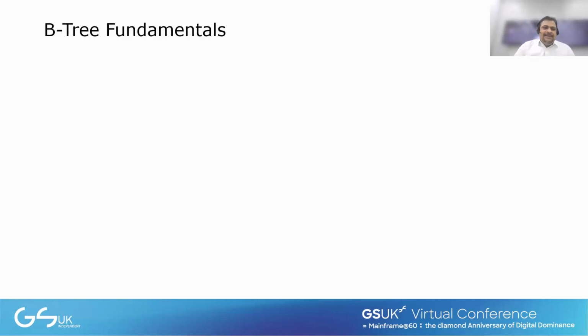Okay, to make it interesting, I thought I will go through some fundamentals for those for whom this topic is new. There are questions. So the index structure in DB2 is basically a B-tree, or balanced tree.